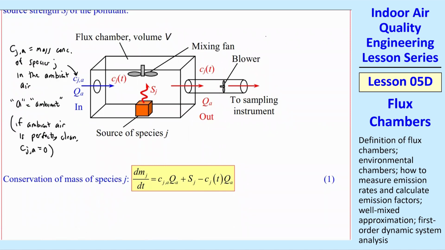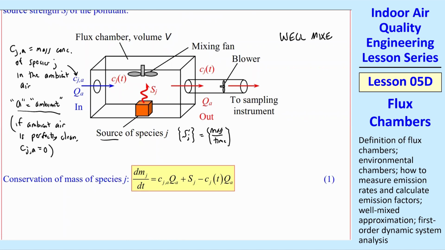As I already said, CJA on the left there is the mass concentration of species J in the ambient air, where A stands for ambient. So if that ambient air is perfectly clean, CJA is 0. SJ, of course, is the source, and this is typically, as we talked about before, in dimensions of mass per time. And then the other thing that we are going to assume here is something called well-mixed.